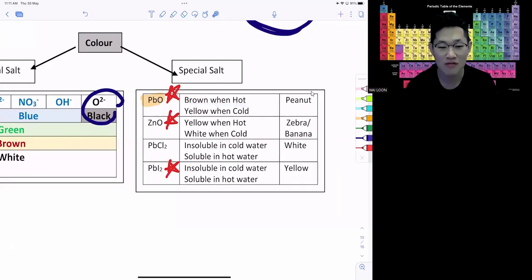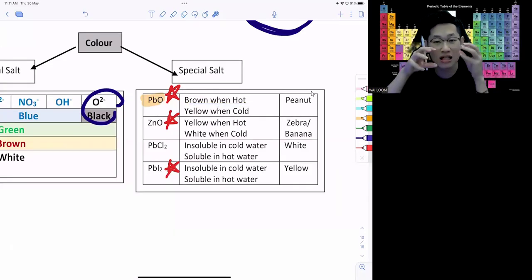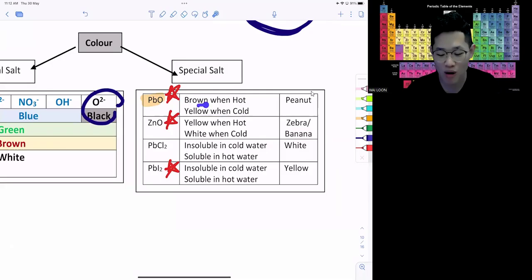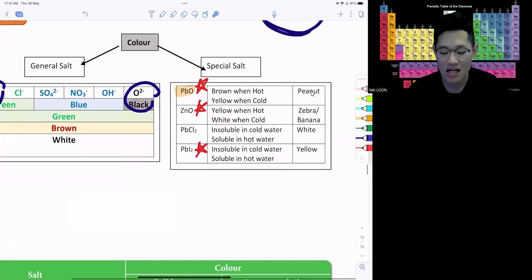Before frying, or maybe the inside after you peel off the skin, it is a bit yellowish. So we call it brown when hot, yellow when cold. So peanut: brown when hot, yellow when cold. Then zinc oxide is yellow when hot, white when cold.